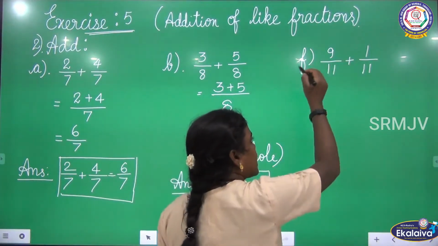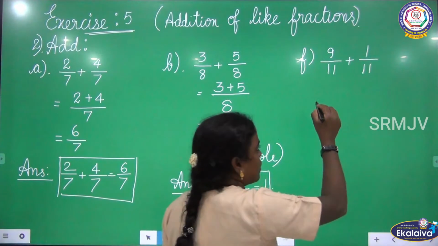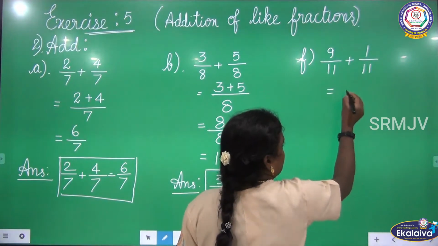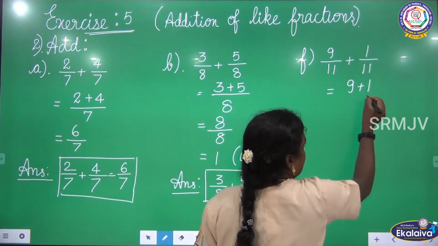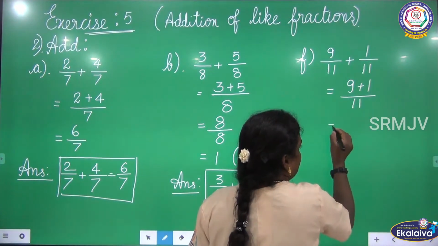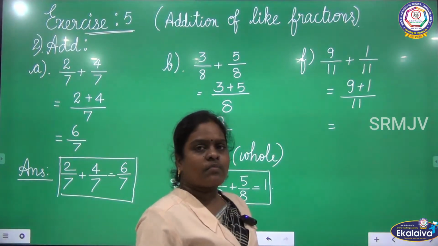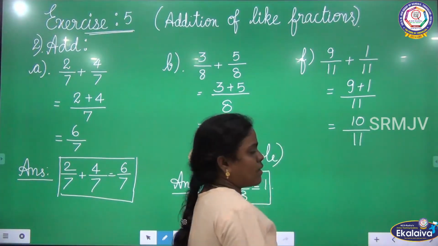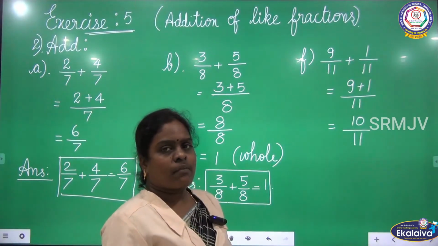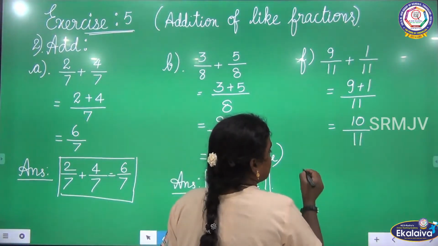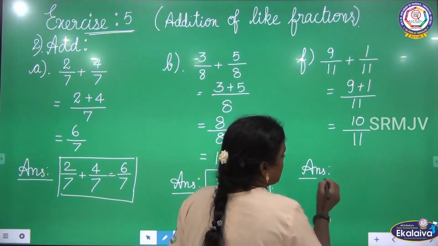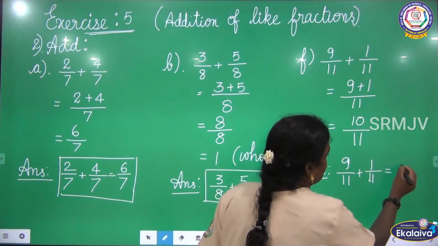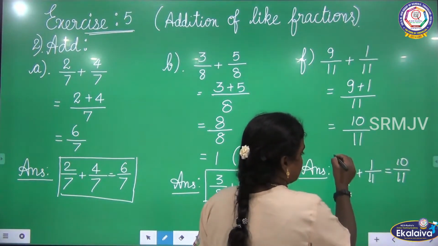The fractions are 9 by 11 and 1 by 11. Here also the denominators are same. So we are going to add only the numerators. The numerators are 9 and 1 and the denominator is 11. 9 plus 1 is 10 and the denominator is 11. So if you add 9 by 11 and 1 by 11, the answer is 10 by 11. Write down the answer. 9 by 11 plus 1 by 11 equals 10 by 11.